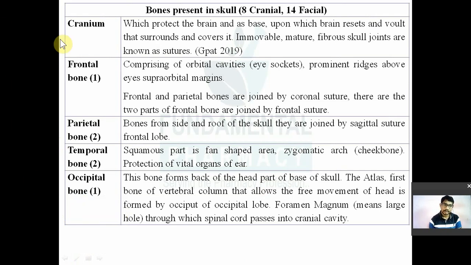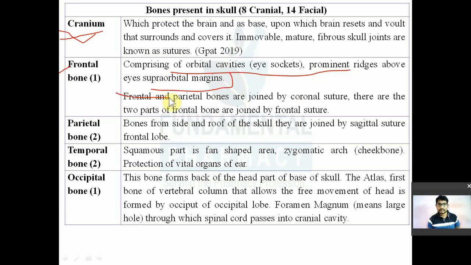Remember, in the cranium there are fibrous immovable joints in the skull, that is known as the sutures. And in that cranium you have the frontal bone, which is 1 in number. The frontal bone comprises the orbital cavity. आपका जो eyeball, जो eye sockets, that is also present in the frontal bone. That is a part of the frontal bone. Then the prominent ridge above the eyes is the supraorbital margin. आपका जो eyelids वगैरह है इसके ऊपर जो है, that is a margin. So that is also a part of the frontal bone.